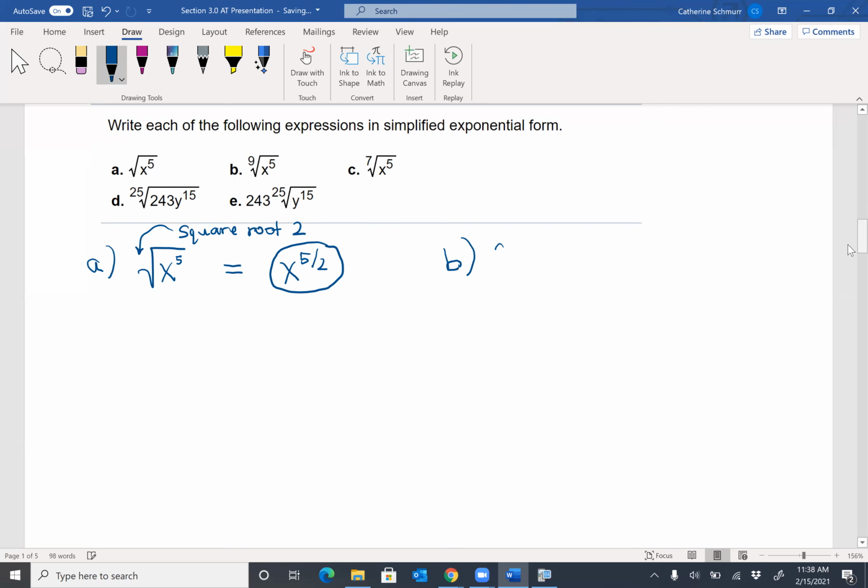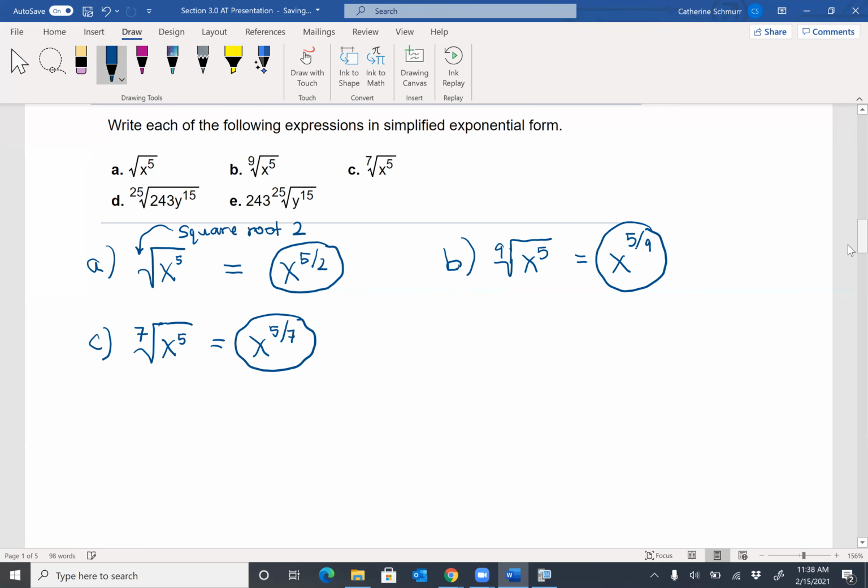B has the 9th root of x to the 5th. And so that's going to be x to the 5/9. C has the 7th root of x to the 5th. And so that will be x to the 5/7. So whatever your root is goes in the denominator of your exponent.